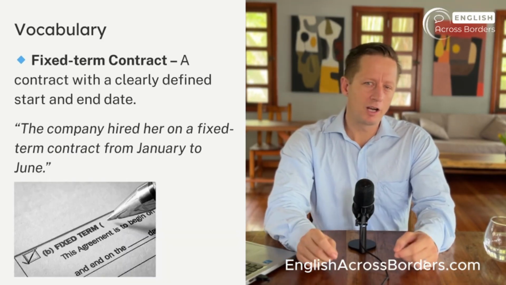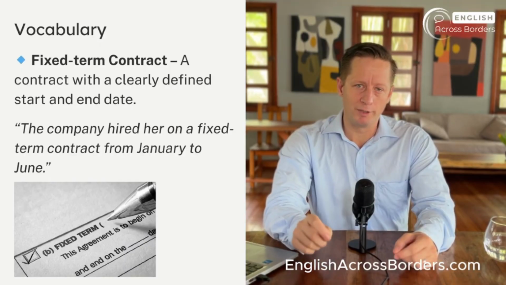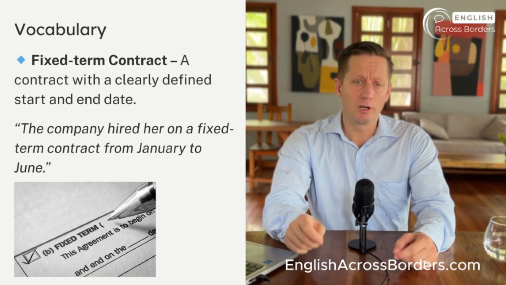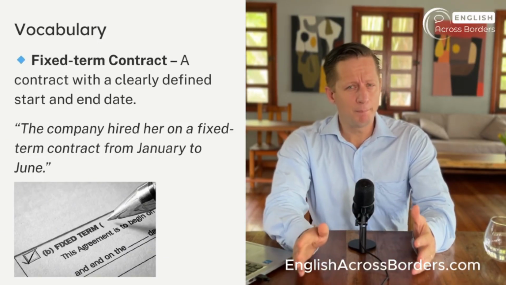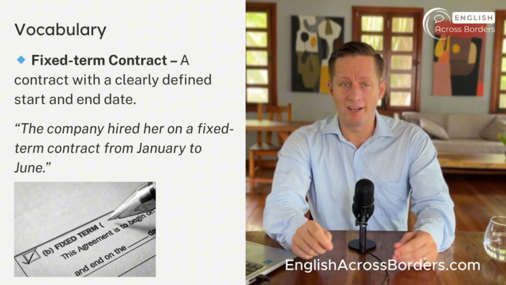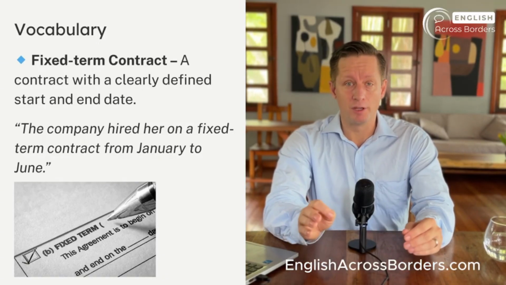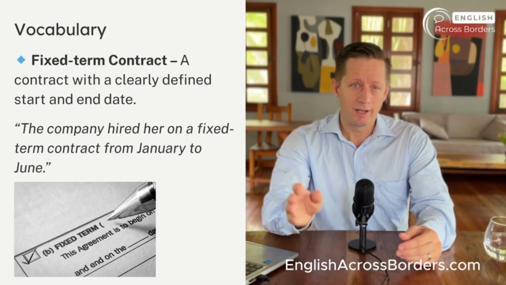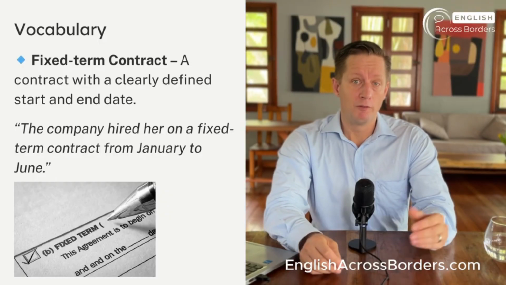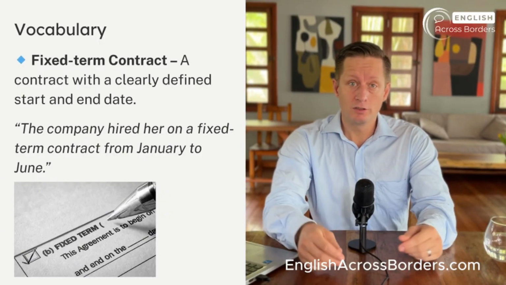Next, let's talk about a common type of employment agreement: the fixed-term contract. This is simply a contract that specifies exact dates for the employment to start and end. For example, from January 1st to June 30th.